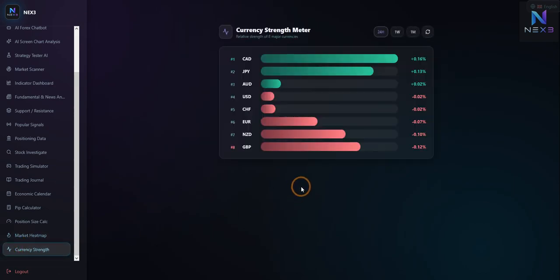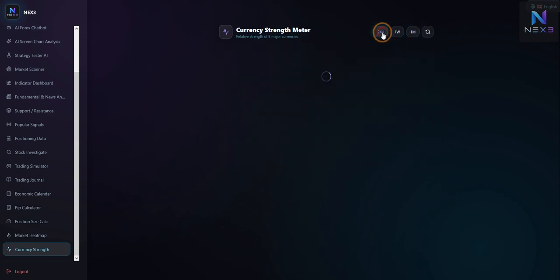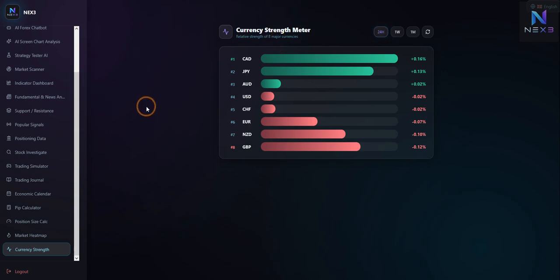Currency Strength Meter. Finally, we have the Currency Strength Meter. This is your ultimate trend-following tool. It ranks the 8 major global currencies based on performance across multiple time frames. It instantly identifies which currencies are currently the strongest and which are the weakest. By trading the strongest currency against the weakest currency, you align yourself with the most probable market momentum.